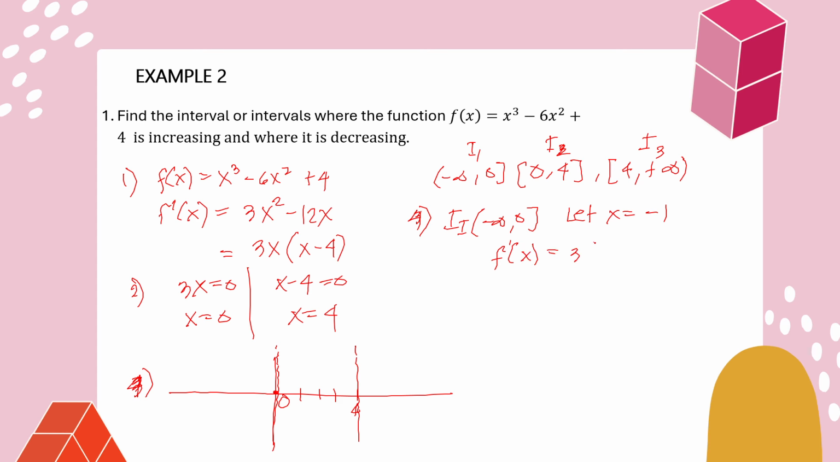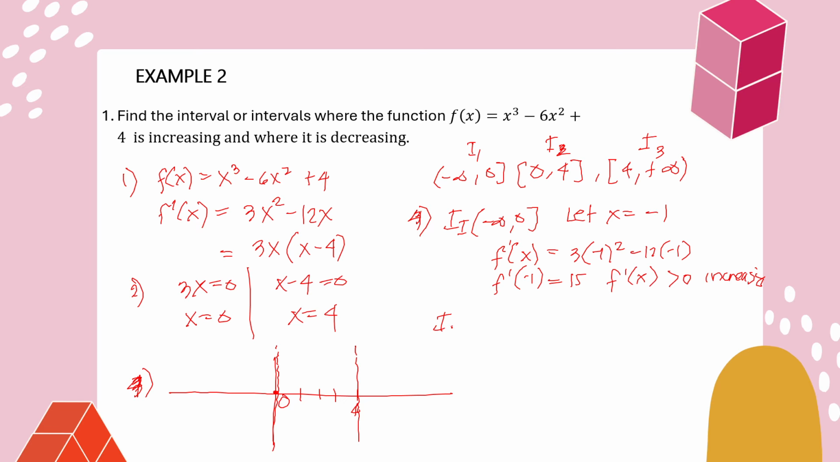We have here 3 times negative 1 squared minus 12 times negative 1. The resulting value, when we substitute negative 1 here, is 15. So we could conclude that the function is greater than 0, therefore this is increasing. In this particular interval, the function is increasing.